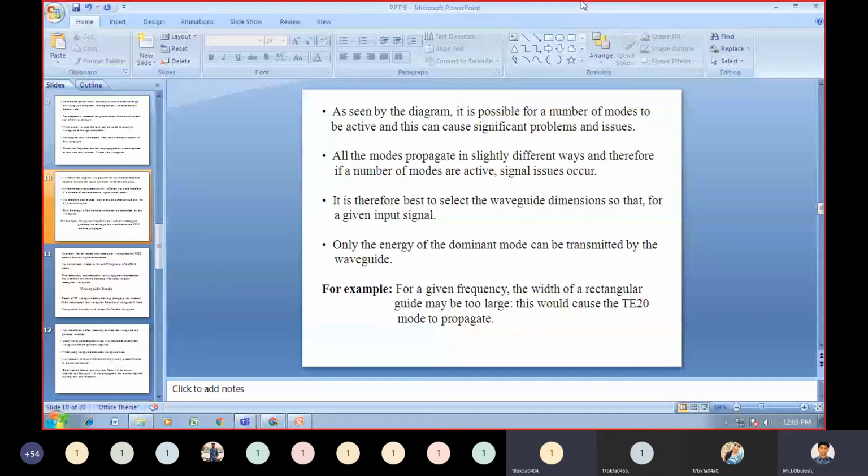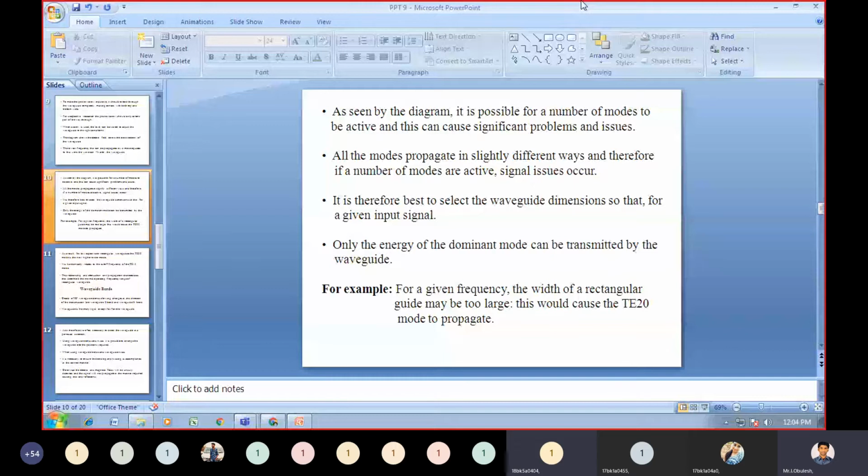For example, for a given frequency, the width of the rectangular waveguide may be too large. This would cause the TE20 mode to propagate. So you need to look at the width of the rectangular waveguide. If that is large, the TE20 mode will propagate. This is the best example for that.